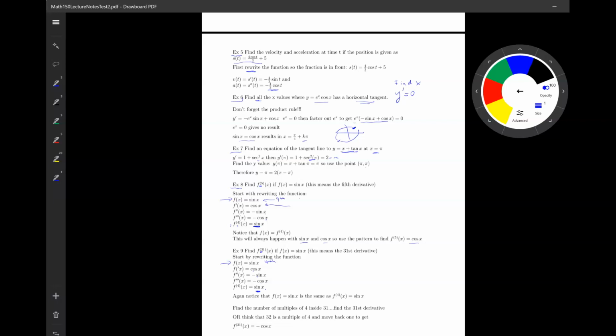So I know that 32 is a multiple of 4. So this would be the 32nd derivative here, right? So if that's the 32nd derivative, then 1 before would be the 31st derivative, so that would be negative cosine. You could also think of the number 28 is a multiple of 4. So if this was the 28th derivative, then 29, 30, 31. Get to the same answer of negative cosine.